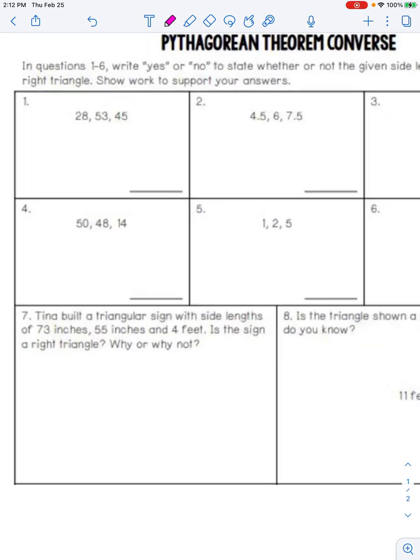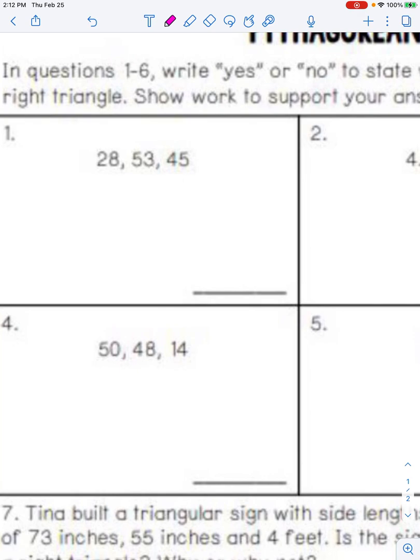So first, on number 1, we want to see which of these has to be C. We always want the largest number to be C. The other two don't matter, either one can be A or B. So I'm going to write my Pythagorean theorem, fill in my numbers. So 28 squared plus 45 squared equals 53 squared.